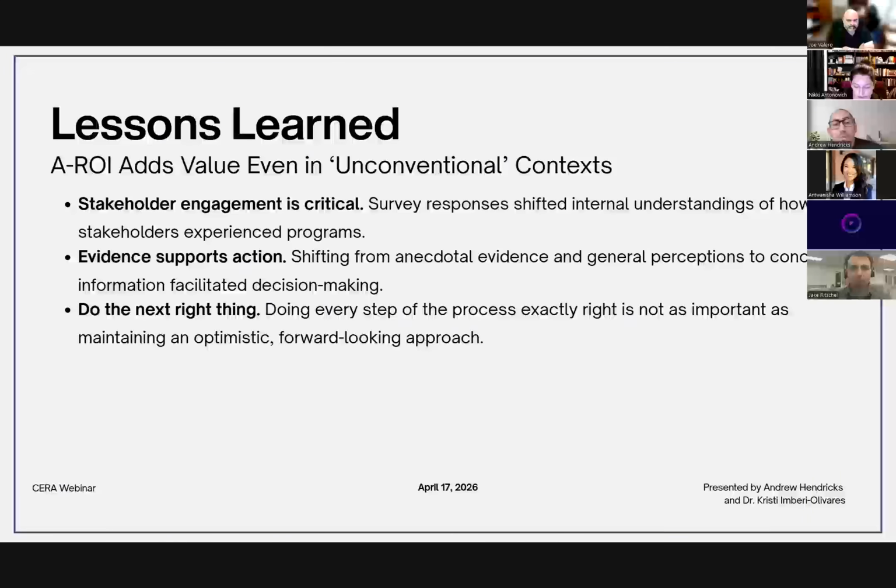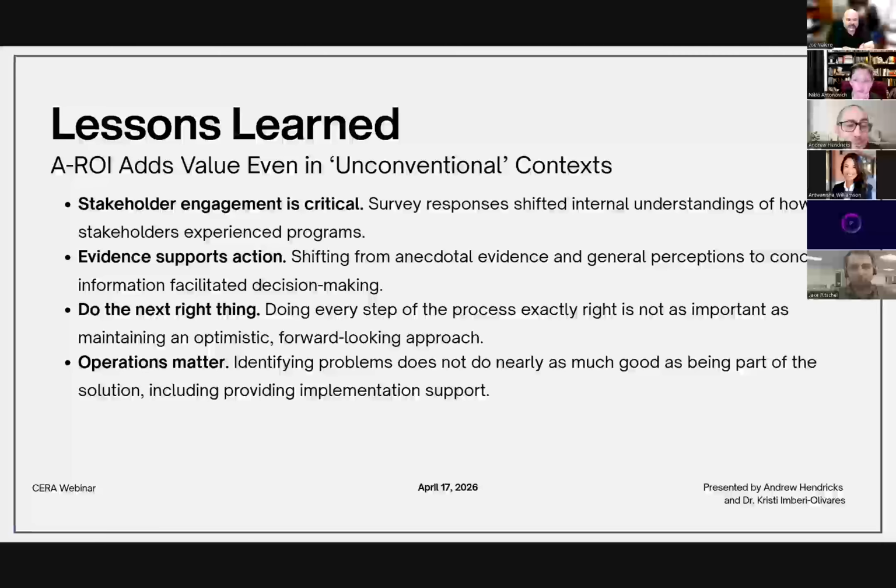One other piece was, do the next right thing, where basically a lot of times things didn't go the way we expected them to go. Not every single thing happened exactly right or the way we had hoped, but it was really important to be optimistic and forward looking, not to ask, well, why did this happen? It's staying away from sunk costs and backwards looking and just looking to the future and saying, okay, here's where we are. What's the next right thing we can do was really important to keeping things moving in a positive direction.